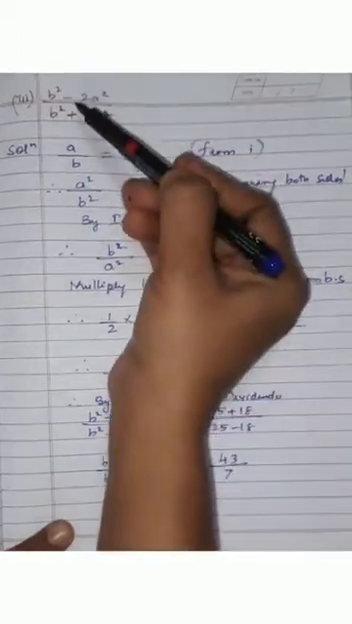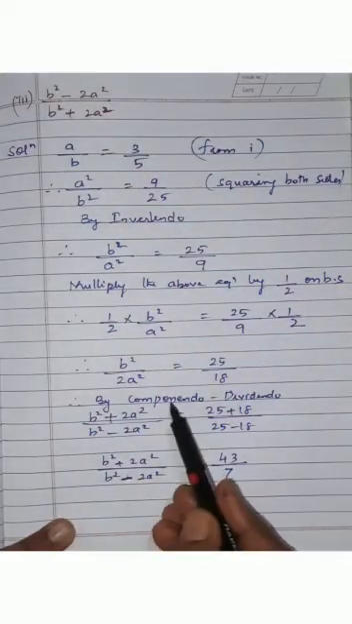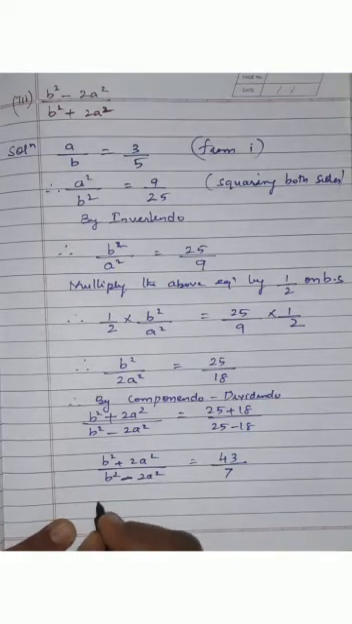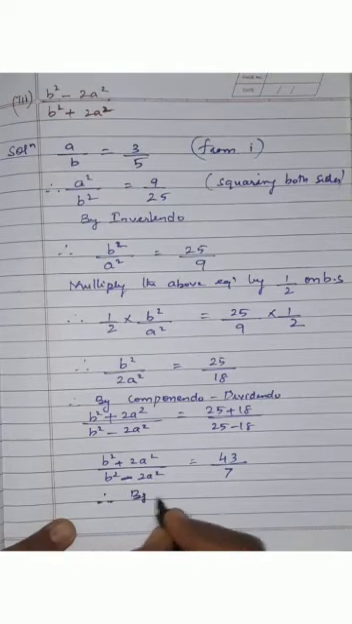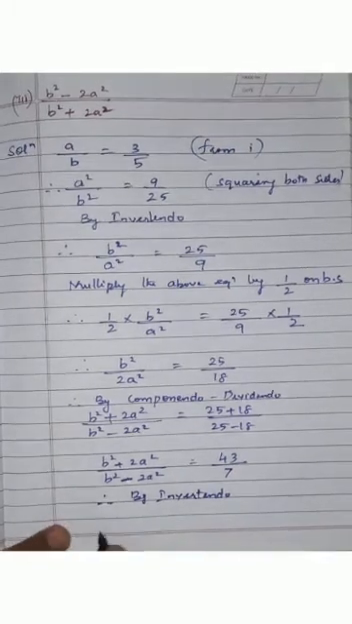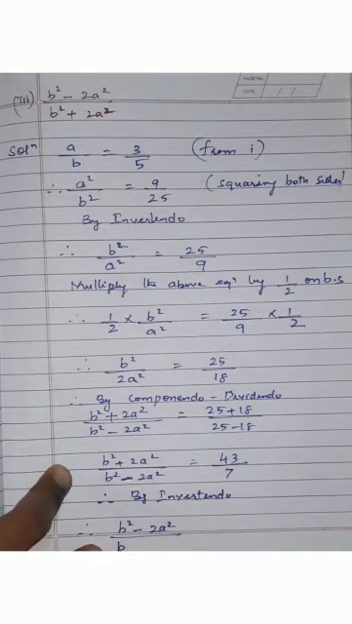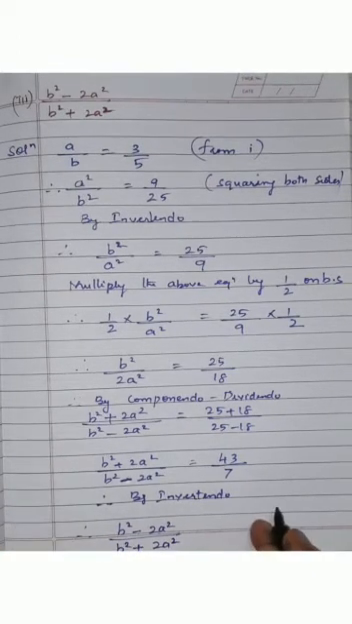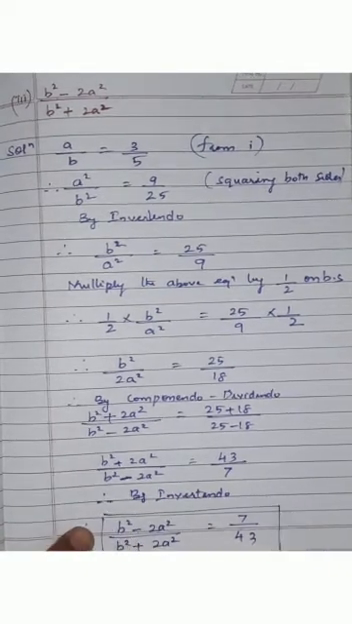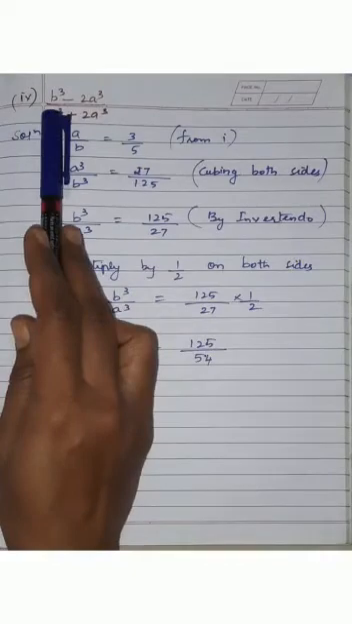Now children, as per the question, we want b square minus 2a square upon b square plus 2a square. But by this property of componendo and dividendo, we got b square plus 2a square upon b square minus 2a square. Therefore, now we have to follow which property? By invertendo, we get b square minus 2a square upon b square plus 2a square is equal to 7 upon 43, which is our final answer. Clear, children?